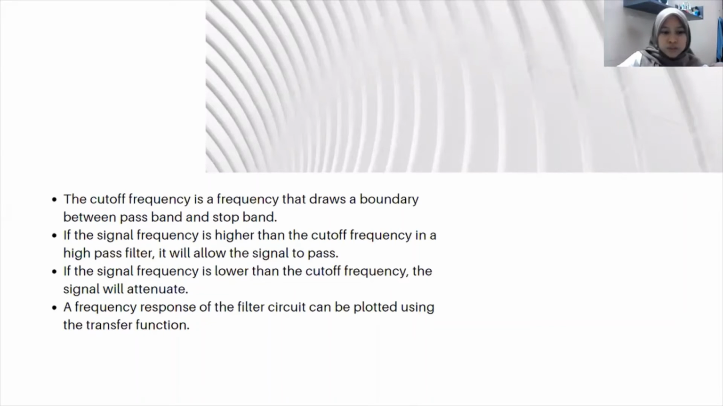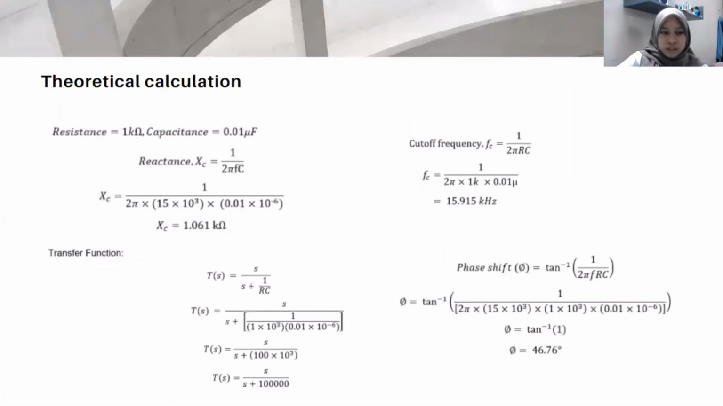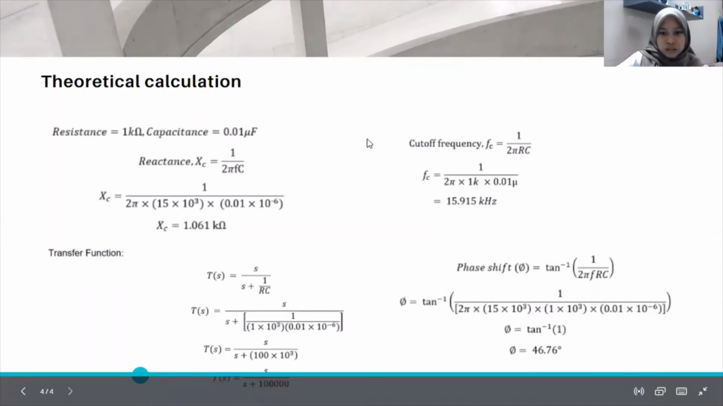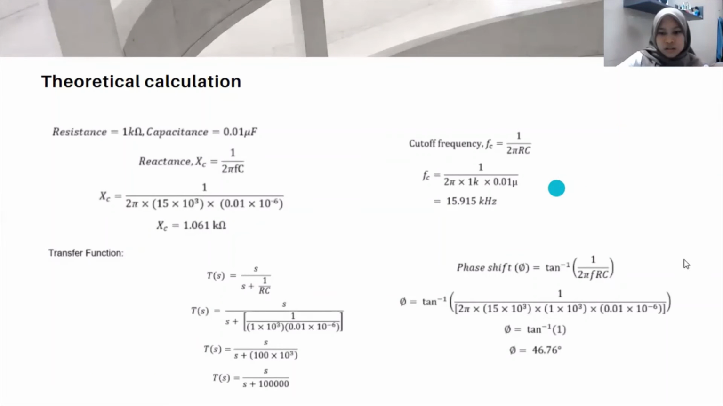The frequency response of the filter circuit can be plotted using the transfer function. So this is the theoretical calculation. The resistance used in the experiment is 1 kilo ohm and the capacitance is 0.01 microfarad. So this is the calculation for reactance, and we got 1.061 kilo ohm. This is the transfer function, and this is the cutoff frequency, and this is the phase shift.